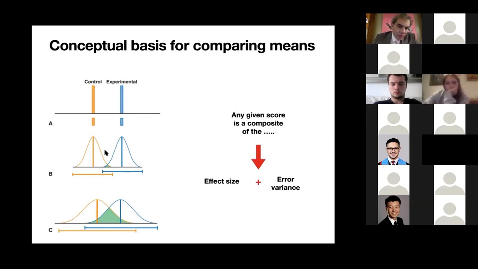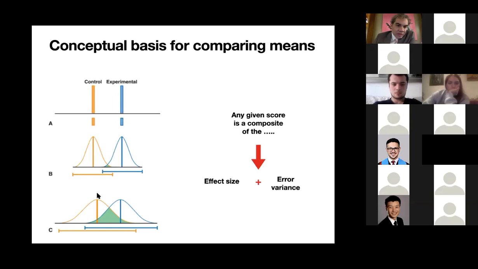Another example, if I'm in this part of the graph, I'm part of the control group, but I have responded a little bit better than the mean. Okay, so this is why the score has part of the effect size and part of the error variance here. So that's easy to understand, I think.